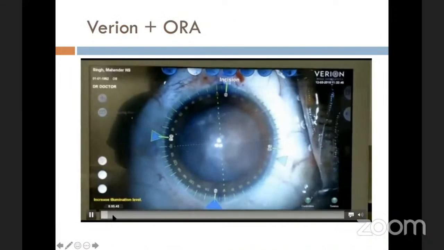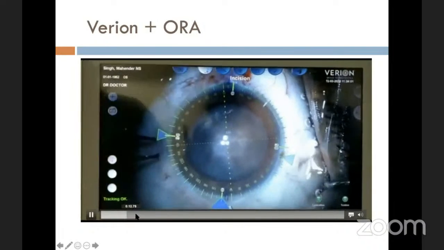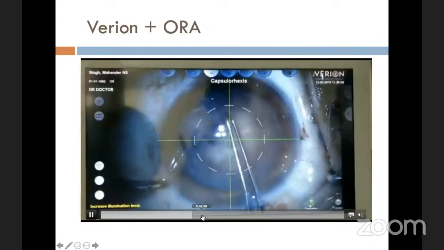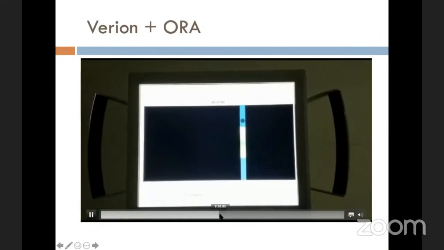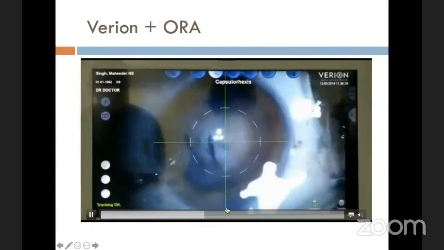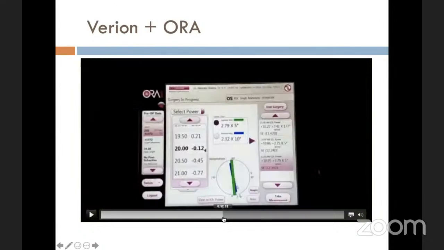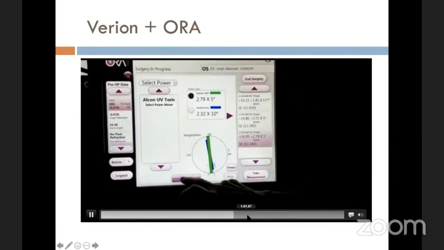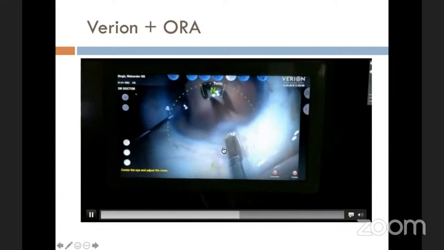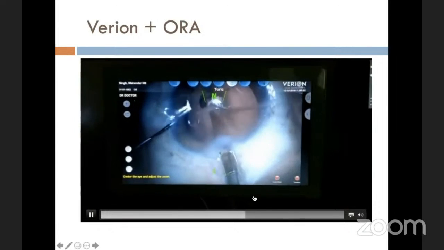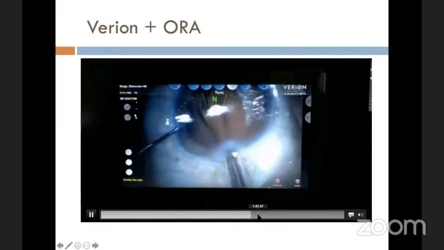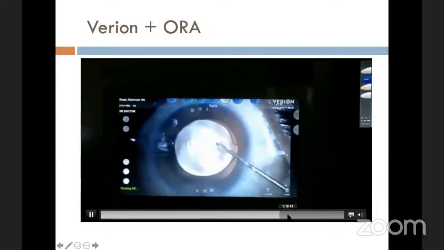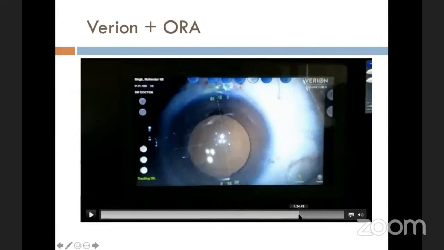And this is the one that I was talking about, the combined Verion and Aura. So we do, with the help of the Verion, the incisions, the side port, the rexes, which was previously mentioned. And then with the Verion also, we try and align the IOL power, and also with the Aura, just to match it. So for instance, in this case, it is showing that there is some amount of astigmatism and some amount of spherical error, and we'll have to change our lens.